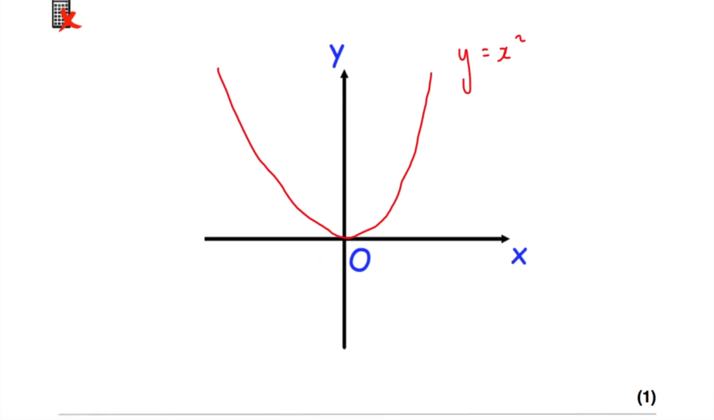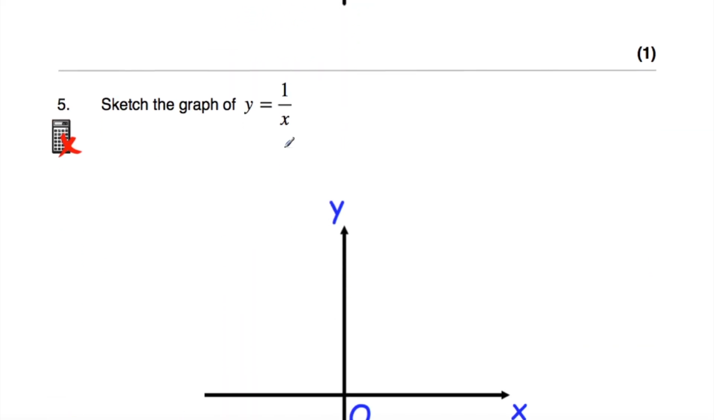Okay, let's have a look at our next question, question number 5. We've been asked to sketch the graph of y equals 1 over x. So that's the reciprocal graph, y equals 1 over x. And if you need any extra help on this graph, feel free to go to Corbettmaths and watch the video on reciprocal graphs, and that'll be useful for you.